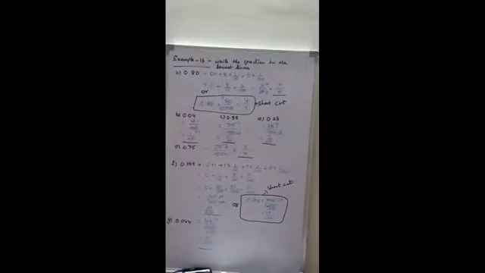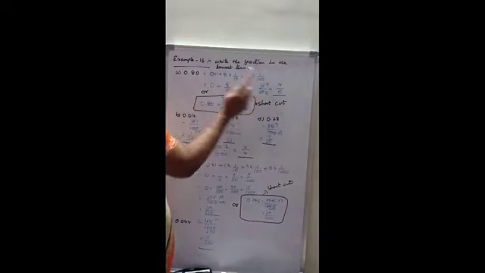See the next example, number 16. Write the fractions in the lowest terms. 0.80. First of all, you write down the expanded form of 0.80. So 0.80 is equal to 0 in ones place, so 0 into 1, 8 in tenths place, 8 into 1 by 10, 0 in hundredths place, 0 into 1 by 100.